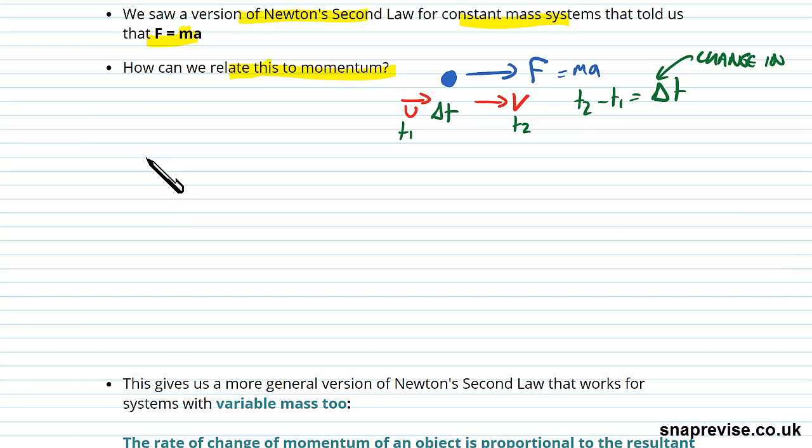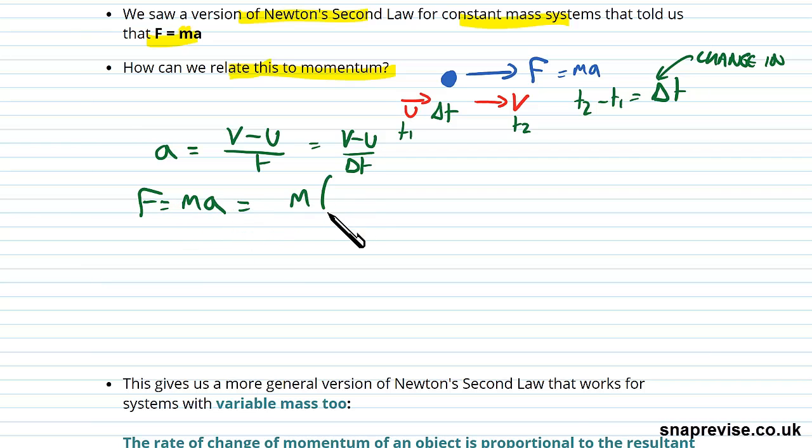So what was our acceleration then? Well, we remember from our Suvat equations that one of the ones we can use is that a equals v minus u divided by t, right? And so here, in our case, that's going to be v minus u divided by delta t, where delta t means the change in time taken. But we know F equals ma as well. So F equals ma, which is just equal to m times v minus u over this delta t, right?